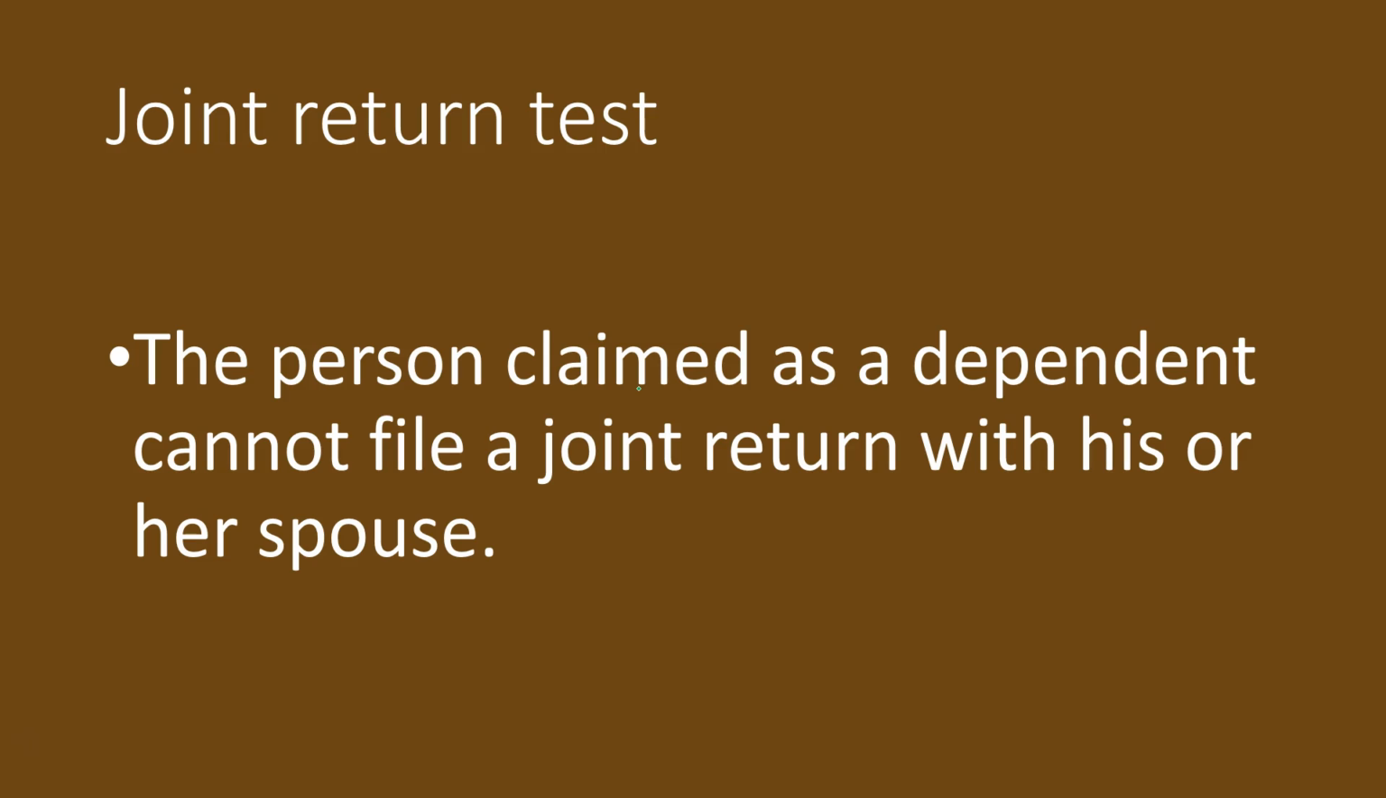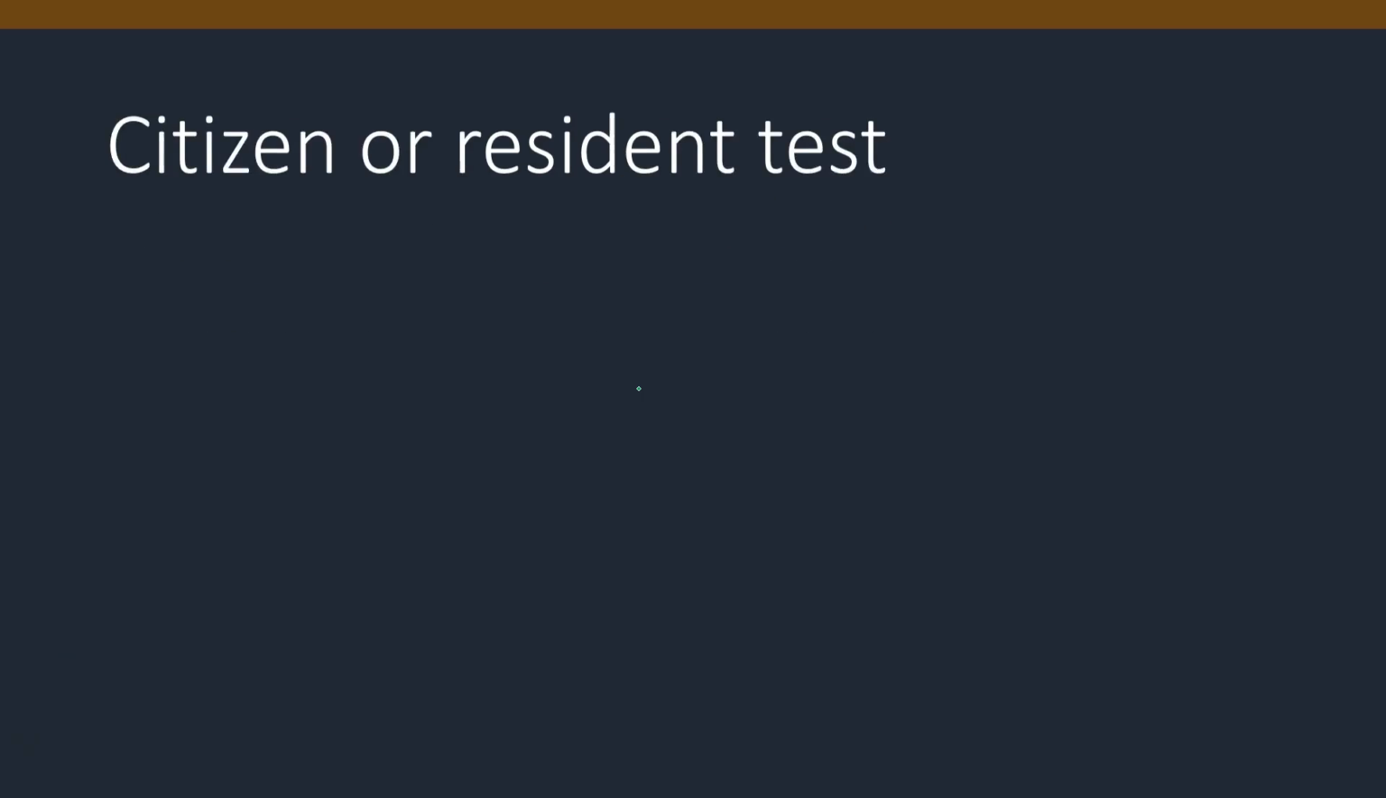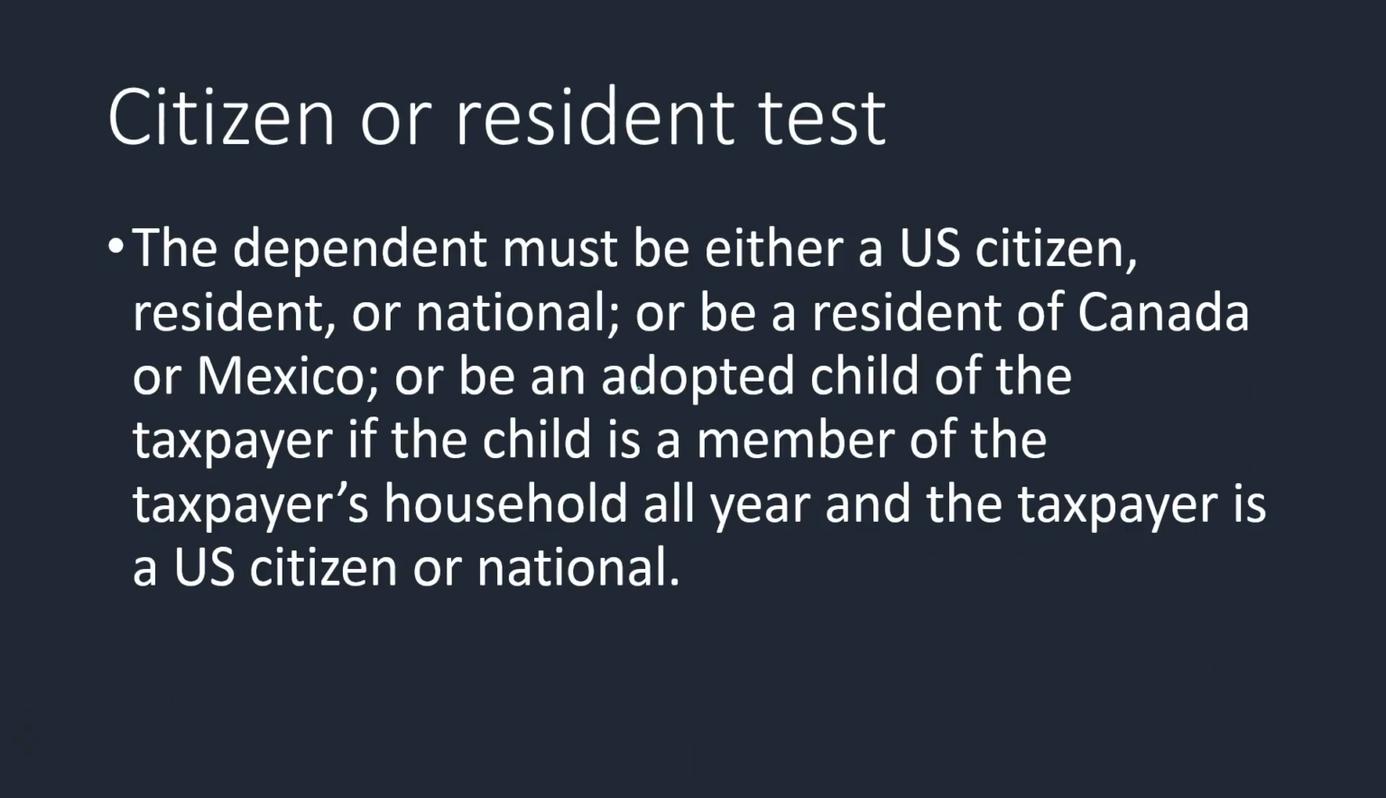Citizen and resident: the dependent must be either a U.S. citizen, resident, or national, or be a resident of Canada or Mexico, or be an adopted child of the taxpayer if the child is a member of the taxpayer's household all year and the taxpayer is a U.S. citizen or national.